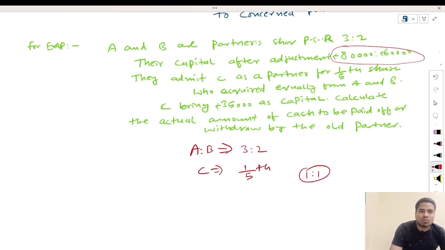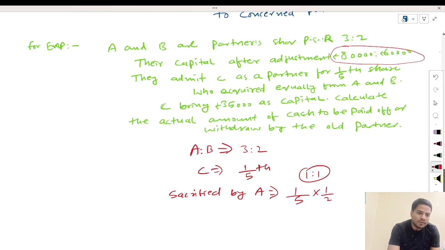First of all, we will calculate the new profit sharing ratio. Then after, we will do the adjustment part. So what would be the new profit sharing ratio? First of all, we will see how much A will sacrifice and how much B will sacrifice. A will sacrifice 1/5th of 1/2, that is 1/10th. B will sacrifice 1/5th of 1/2, that is 1/10th.